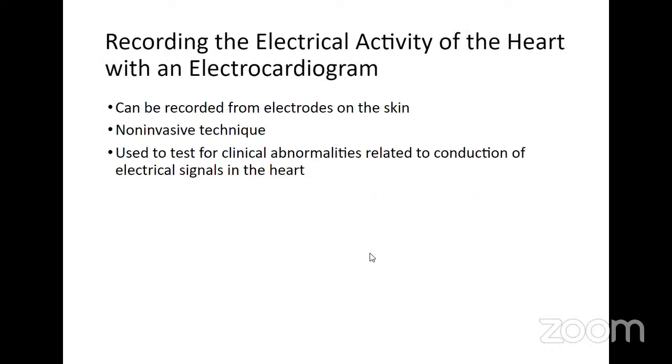Okay. So you can record the overall electrical activity of the heart. So an electrocardiogram, like an EKG, is recorded by electrodes on the skin. And what we're trying to do is test for the conduction of electrical signals in our heart. It's nice that this is non-invasive, so you can just put electrodes on the skin to figure out what's going on with this flow of charges in the heart.